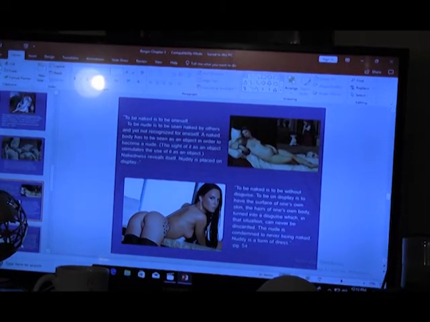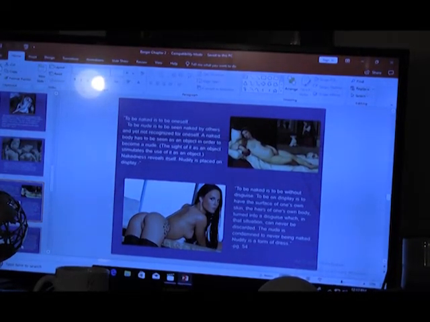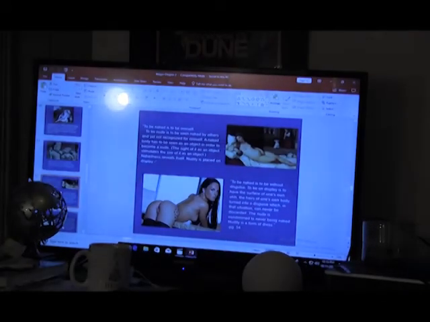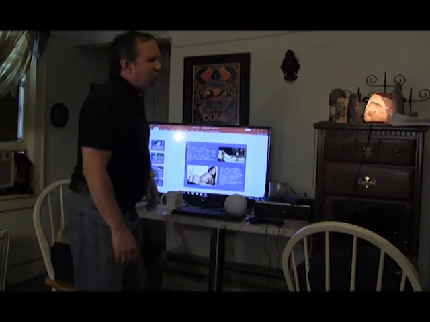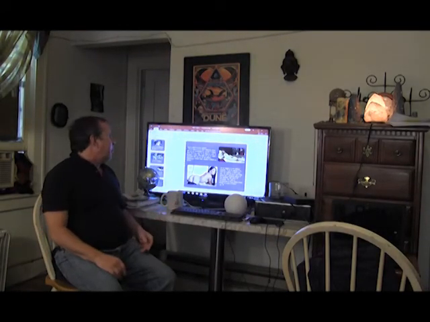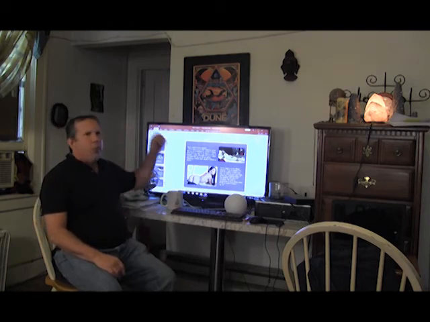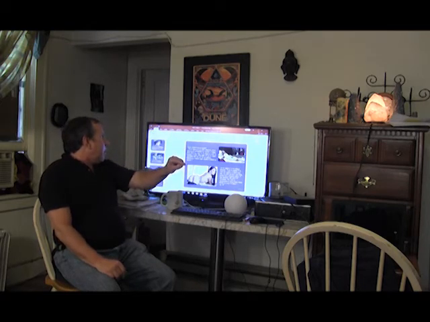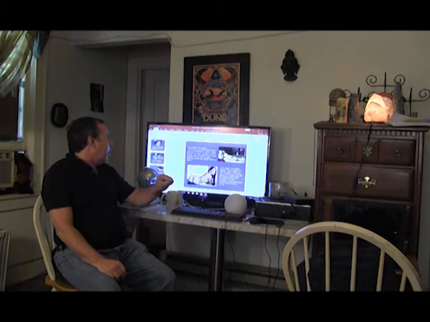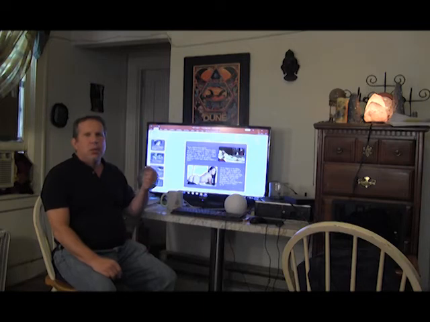One in which a person is not putting on a facade, or not trying to be sexual. It's more of an existential state than one in which you're being looked at. He says to be nude is to be seen naked by others and yet not recognized for oneself. A naked body has to be seen as an object in order for it to become a nude.